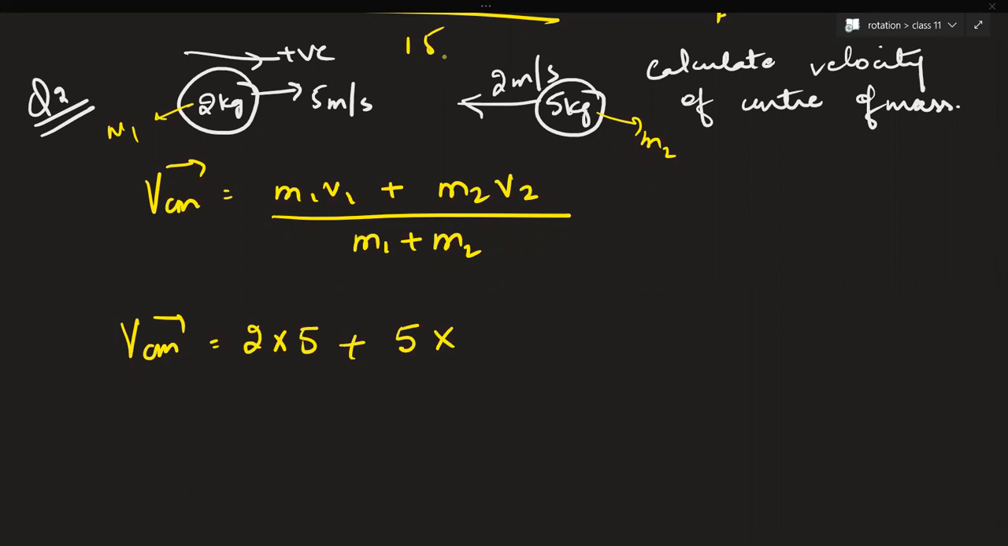Multiplied by, what is the V2 value that I should write? Second velocity? Look in the figure. 5 is the mass here, this is the mass, 5 kg. What is the velocity that I should write? 2. Okay, same answer? Yes, ma'am. The velocity will be 2. True. Same answer? Yes, ma'am.